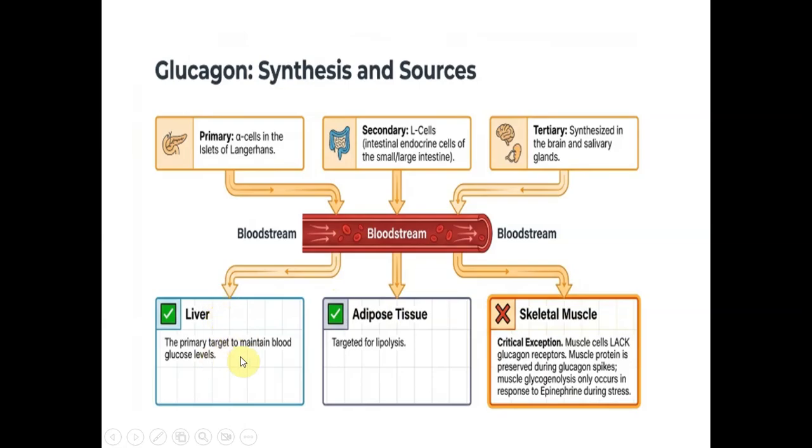And in the liver, the primary target is to maintain the blood glucose levels, and adipose tissue is targeted for lipolysis. And skeletal muscle is the critical exception, where the muscle lacks the glucagon receptors and muscle protein is preserved during glucagon spikes, and muscle glycogenolysis only occurs in response to epinephrine during stress. So this is the slide which shows the synthesis and sources of glucagon.